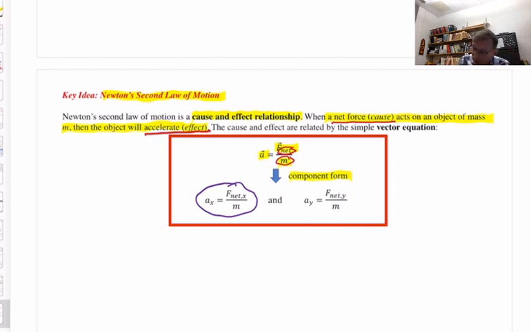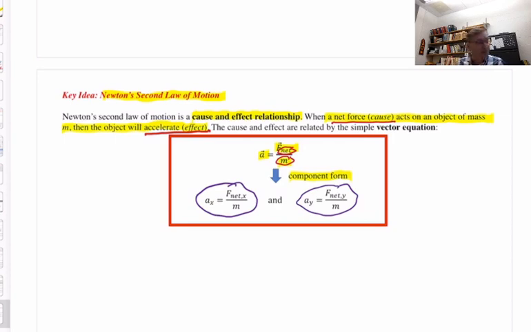Similarly, for y components, the y acceleration that a particle has is given by the net y force acting on the particle divided by its mass. And only the y forces, but all the y forces. You don't ever include an x force when you're trying to find the y acceleration. You can't mix the components.